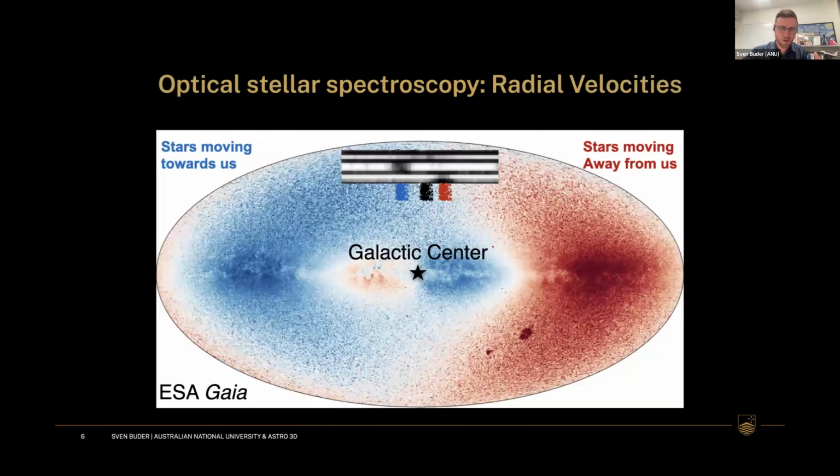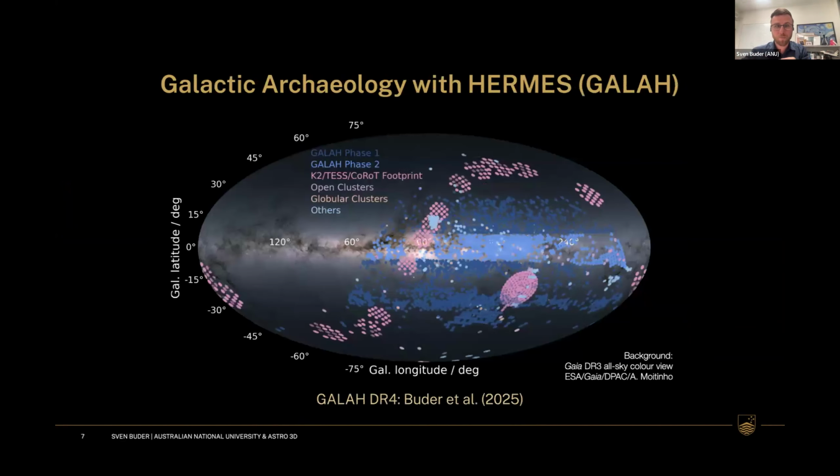And if you do that for enough stars, you can really figure out how, for example, stars move towards us or how stars move away from us. You can learn a lot about the Milky Way as a galaxy, but also the individual stars or smaller galaxies, the galactic center, and a lot of substructure in the Milky Way itself. So that's one part you can do with stellar spectroscopy.